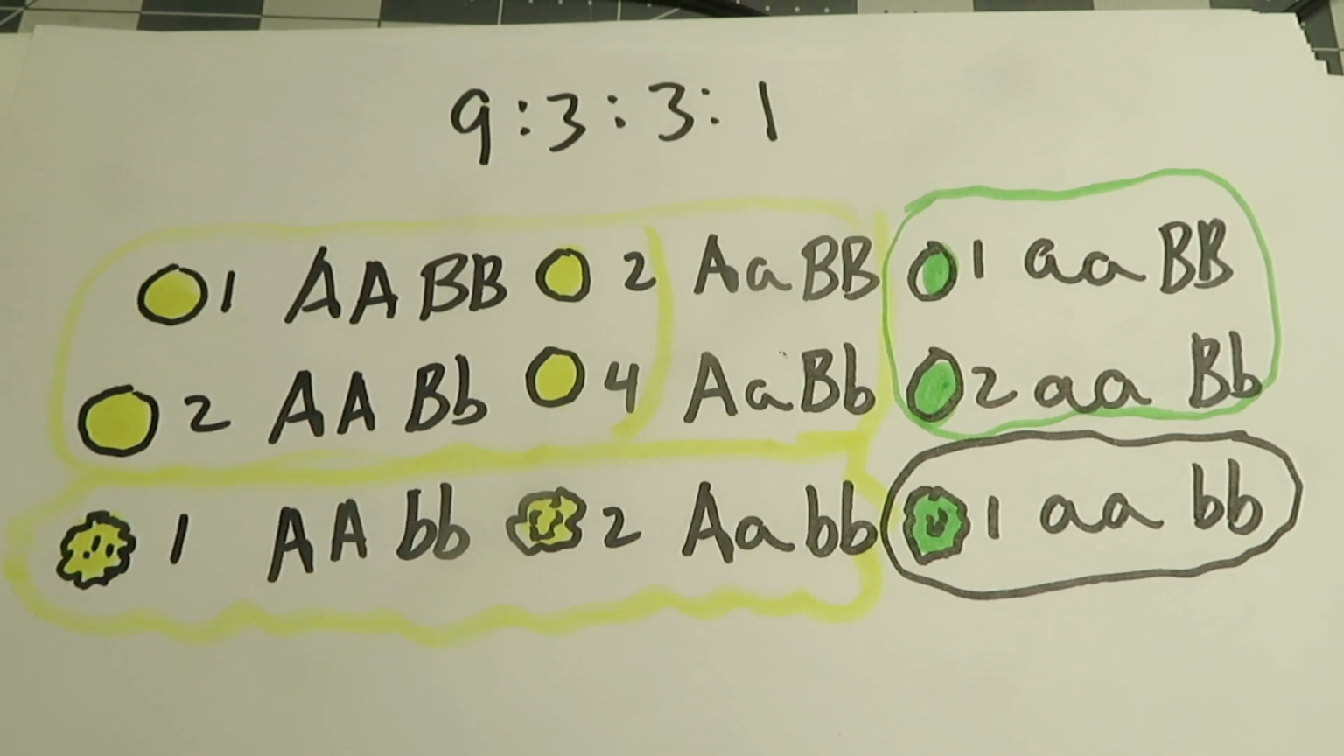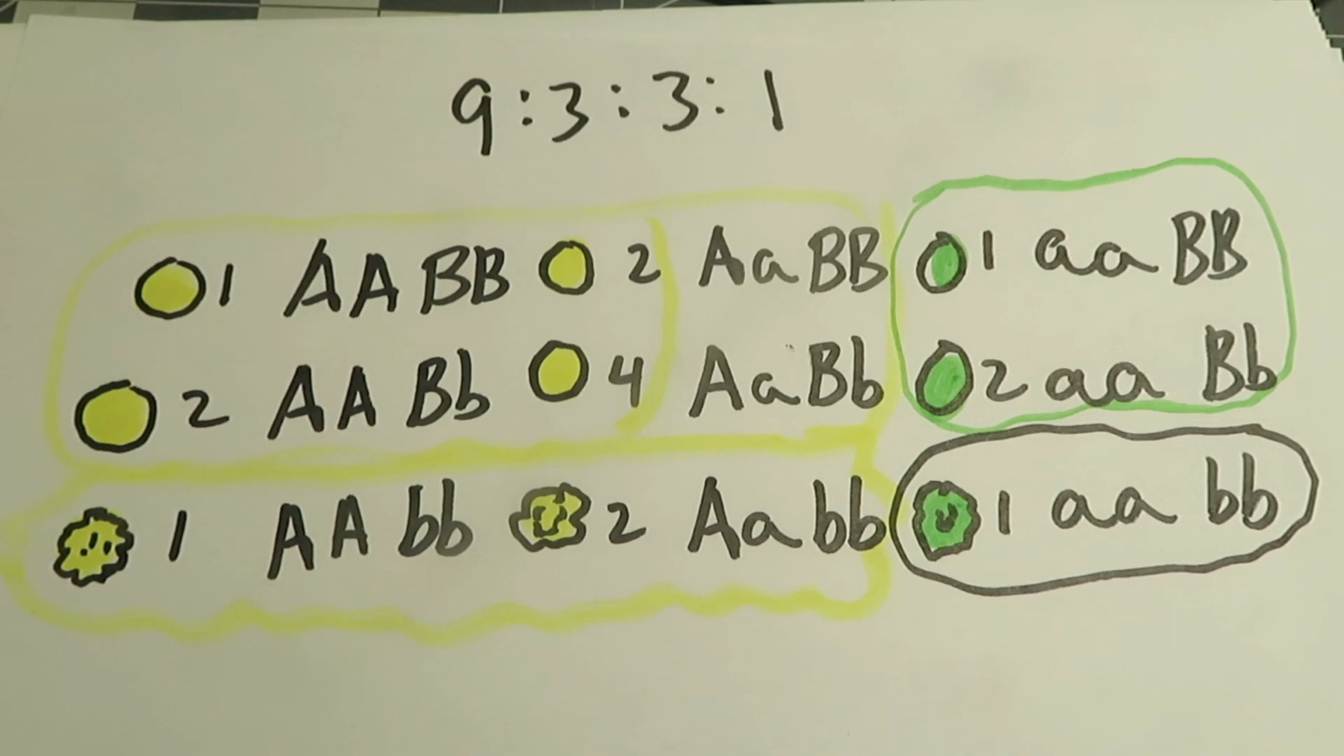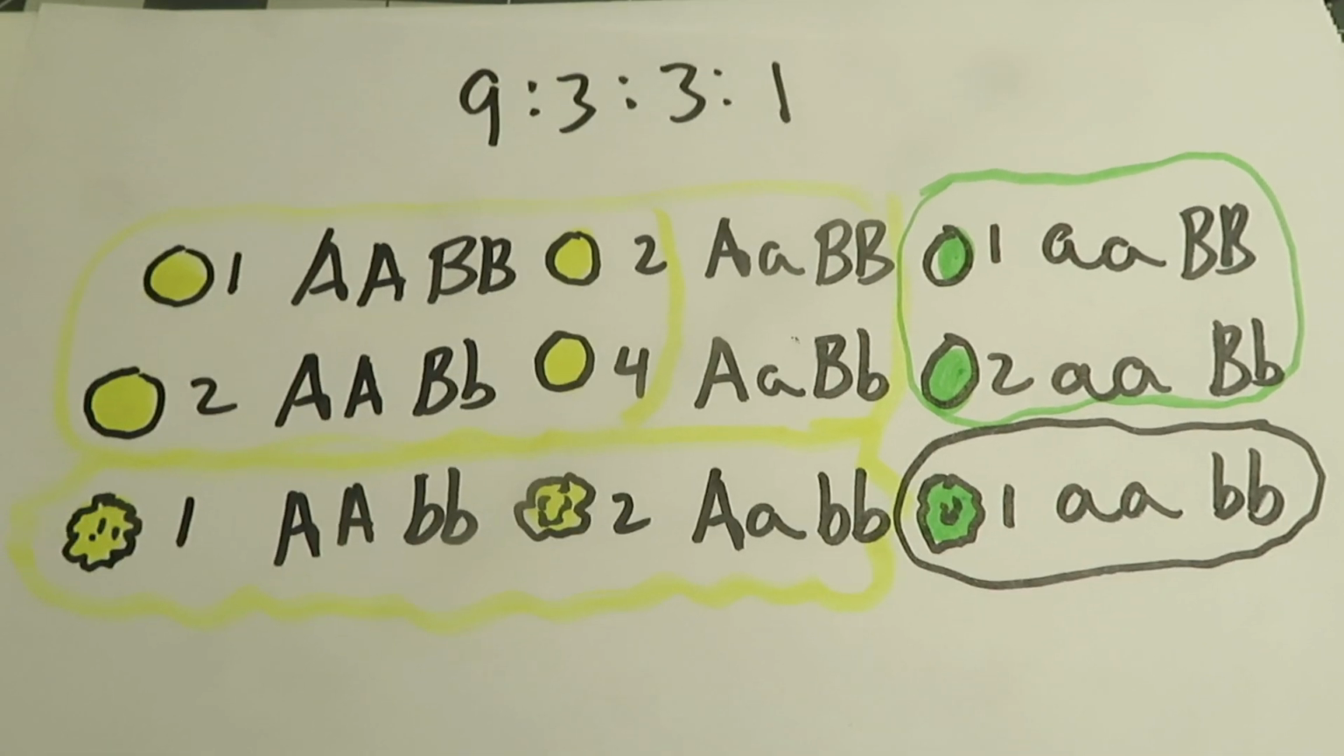If it asks for dominant recessive, that's 3. If it asks for recessive dominant, that's 3. And recessive, that's 1.